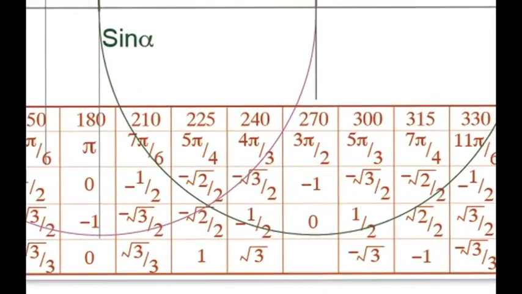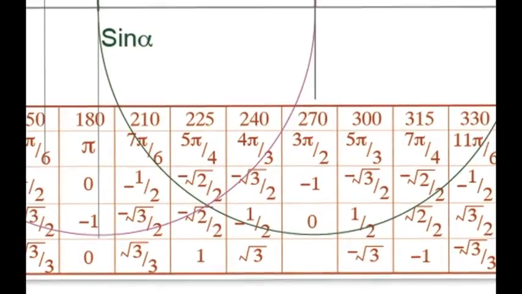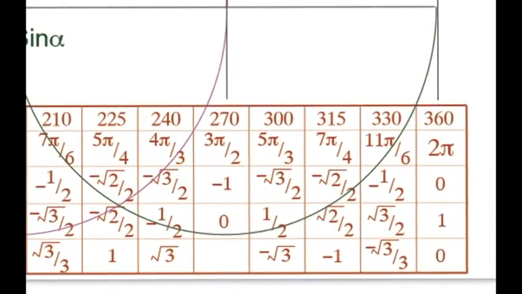You'll see the sign goes negative. Like we said, it's negative in the third quadrant. Negative 1/2, now it is negative square root of 2 over 2, negative square root of 3 over 2, negative 1. Now it's bottomed out at negative 1 and it's starting to go back up. Negative square root of 3 over 2, negative square root of 2 over 2, negative 1/2, and at 360 it is back to 0.